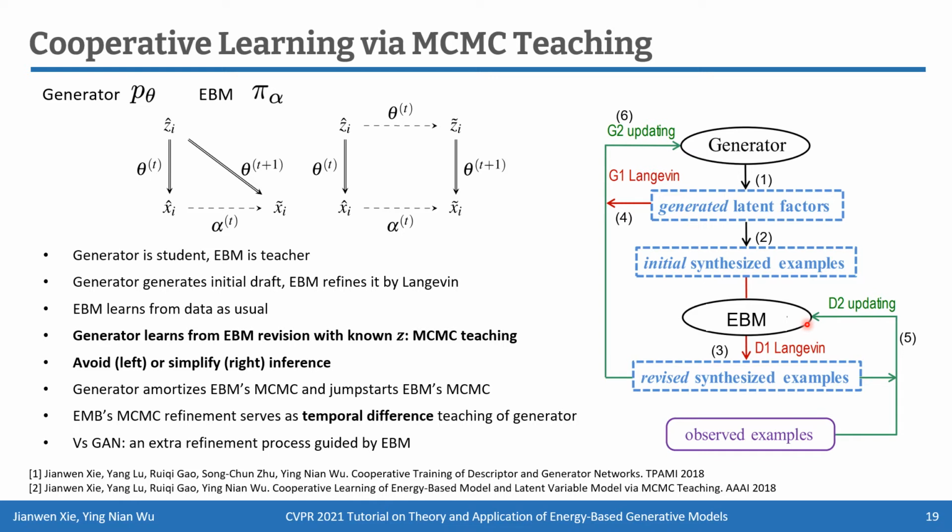the EBM before. And then you use the generated latent vector and the refined example to update the generator, so that the generator absorbs the refinement made by the EBM as a teacher. Okay, so this is the basic idea of cooperative learning, and we call this the CoopNets algorithm.